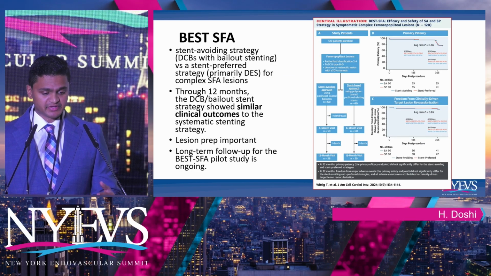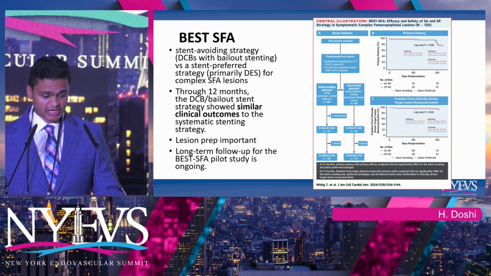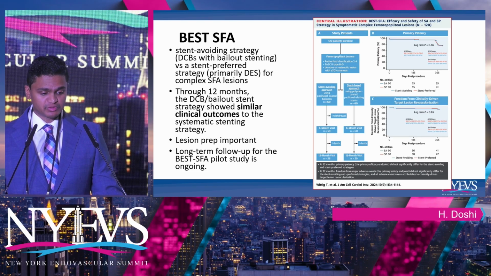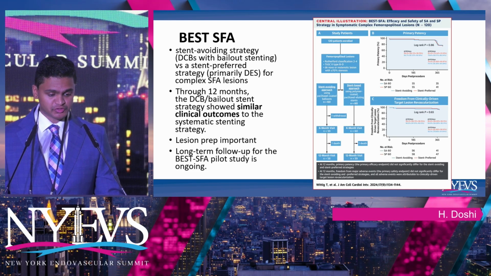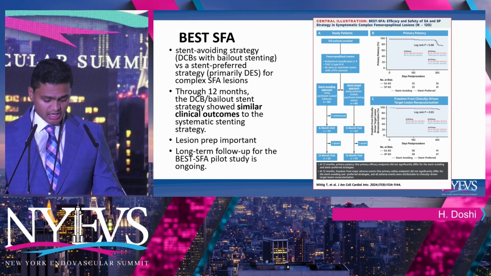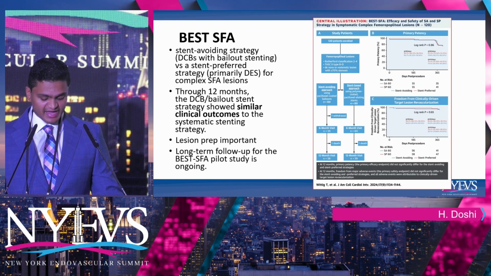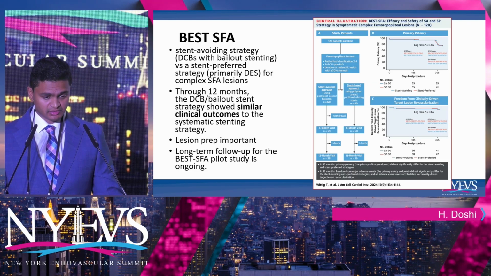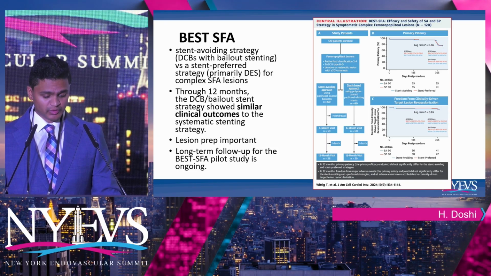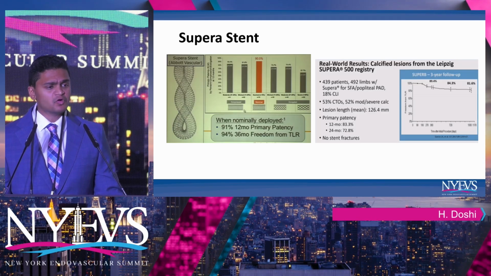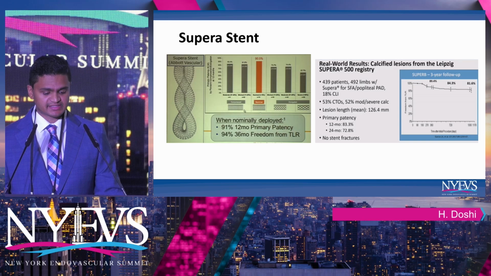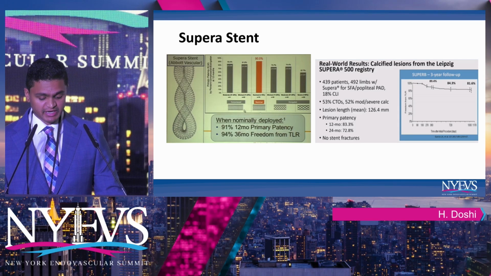And in this particular trial, drug-eluting stent outperformed DCB and bare metal stenting, with DCB having a higher rate of bailout stenting. And this was also seen in the BEST SFA trial, which showed that there was really no difference between a stent avoiding strategy versus a stent preferred strategy. However, even with the use of adjunctive devices to prep the vessel, there was a high bailout stenting rate with the DCBs.